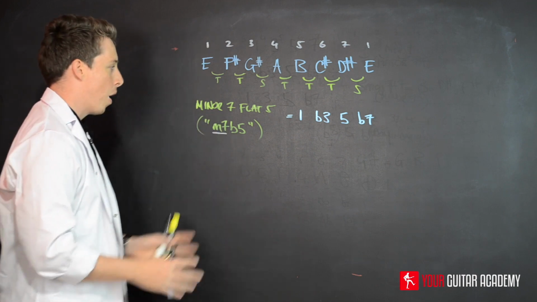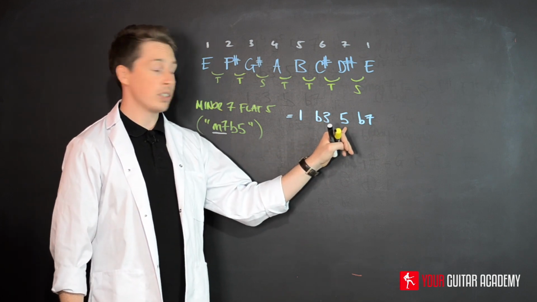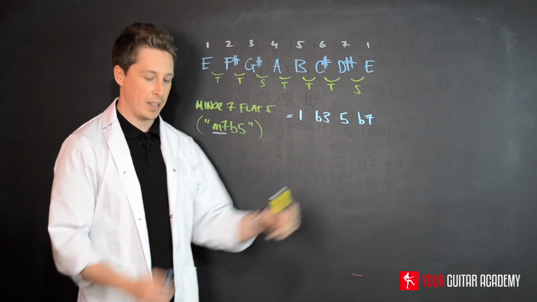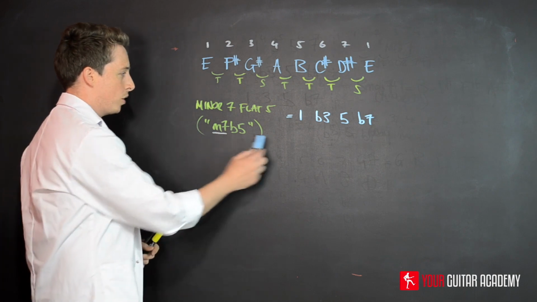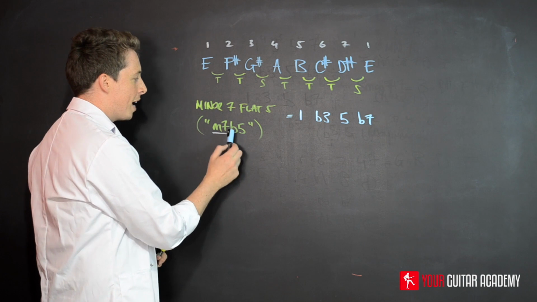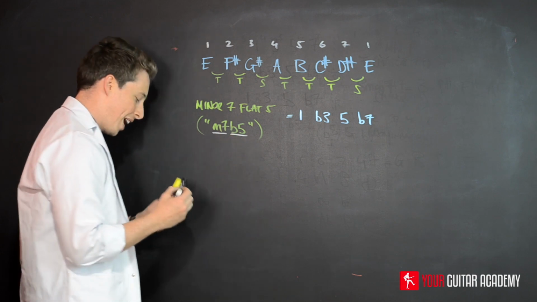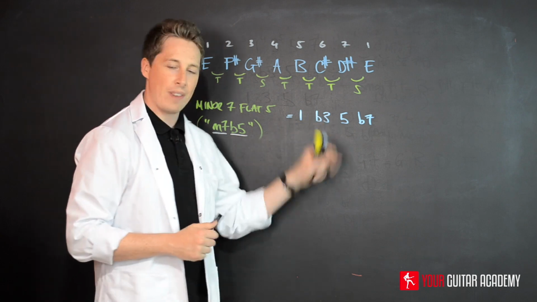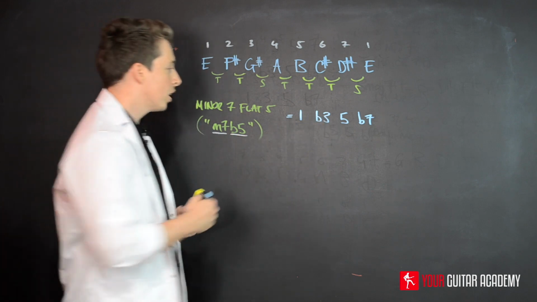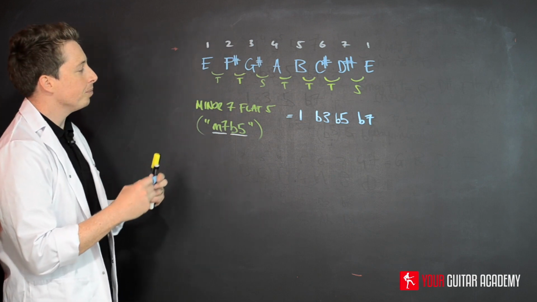Now what else have we got? Well, we've also got to flatten the 5. The reason I put the minor chord in there first was because I'm doing this in order. And now my second half of this chord has given me an instruction. It said, well, actually, hang on a second, we actually want to flatten this 5. So that's what I'm going to do, flatten the 5. And there we have it.